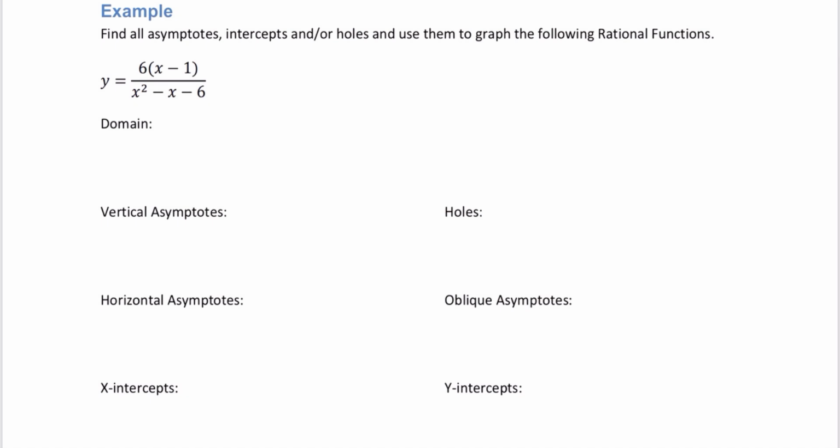Let's get a sketch of the rational function using domain, asymptotes, holes, and intercepts. Up first, we want to find the domain. To do that, we want to set the denominator equal to 0. Something that may help us is to factor the denominator.